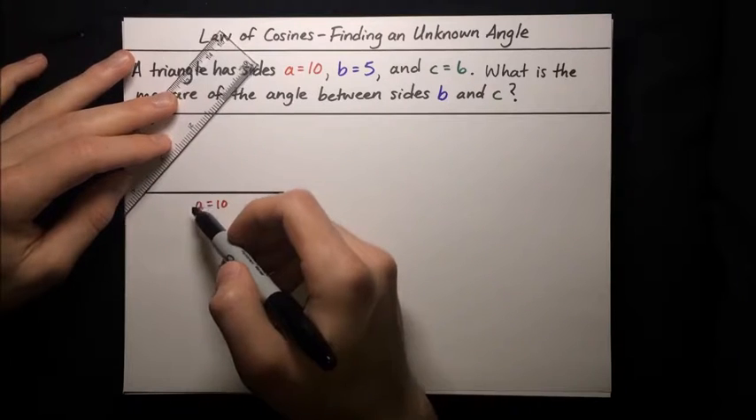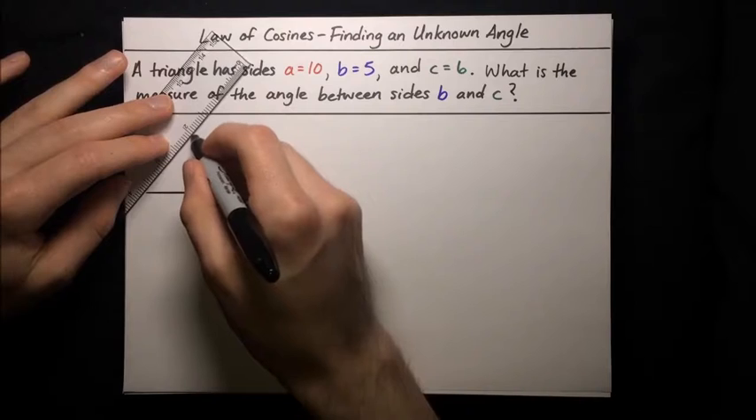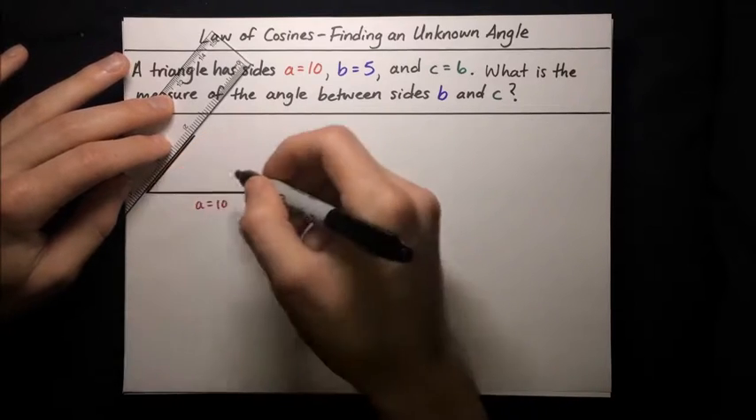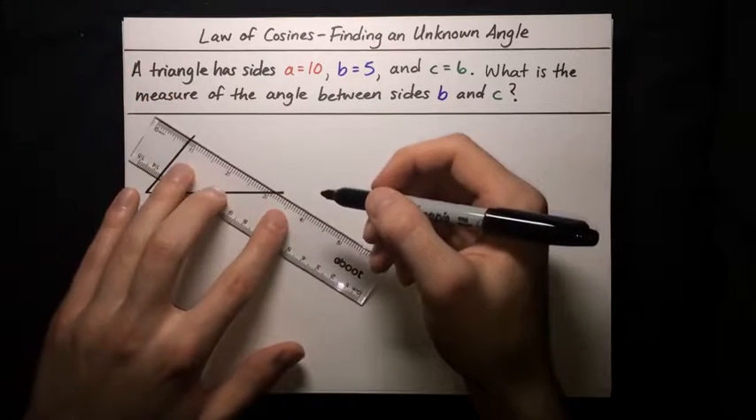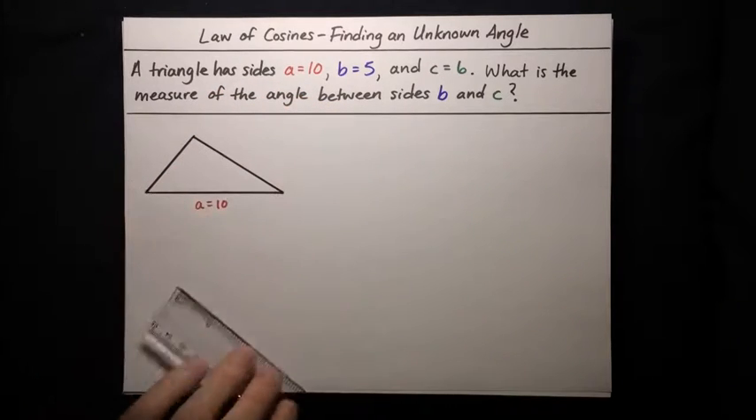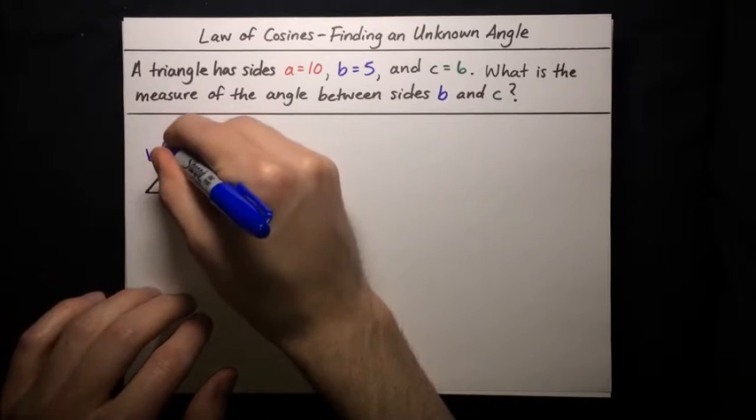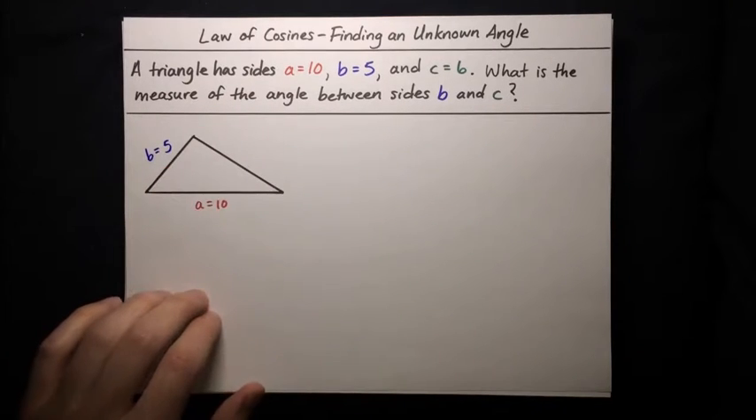So B should be a little bit shorter than the other side. So why don't we make it kind of like this? So there we go. That can be B, and then this other side can be C. All right, let's go ahead and label those. So B equals 5, and then C equals 6.